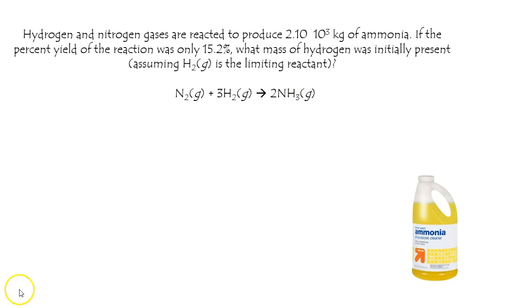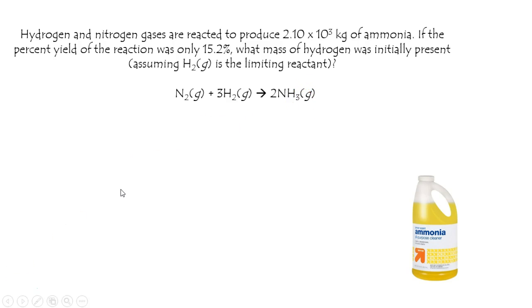I'm going to stop. Hydrogen and nitrogen gases are reacted to produce 2.1 times 10 to the third kilograms of ammonia. If the percent yield of the reaction was only 15.2%, what mass of hydrogen was initially present? All this really is a gram to gram molar conversion from the ammonia that they produced to the hydrogen that they must have started with.